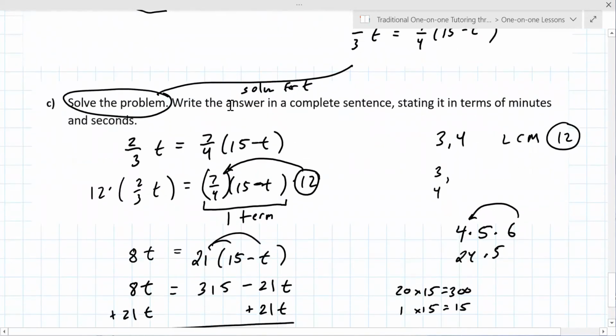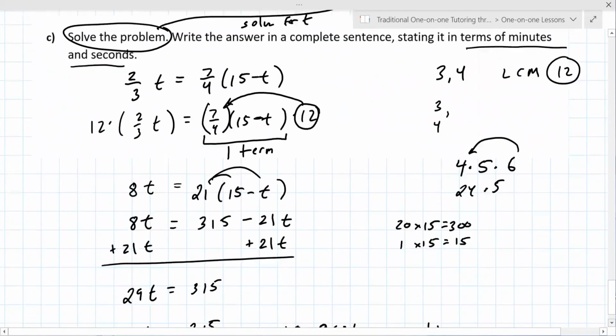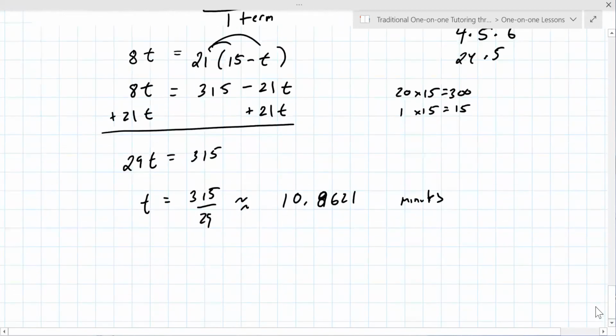But okay, it says to state the answer in terms of minutes and seconds. So there's actually a little bit more work to do here, because when you tell someone you're going to be there in 10 minutes, you mean 10 minutes, but 10.862 means there's some amount of seconds. So the way that you convert this to seconds plus minutes is, for sure, it's 10 minutes.